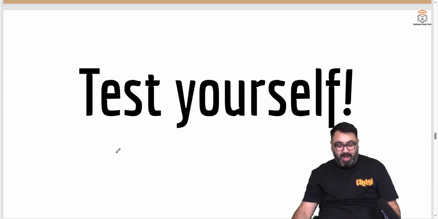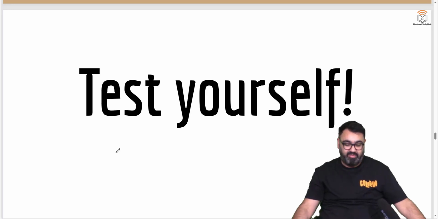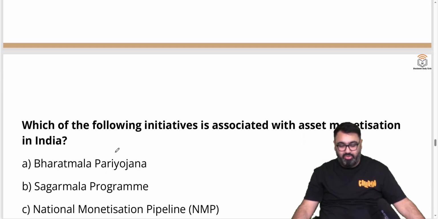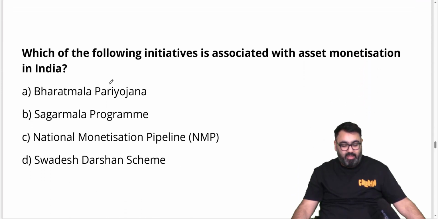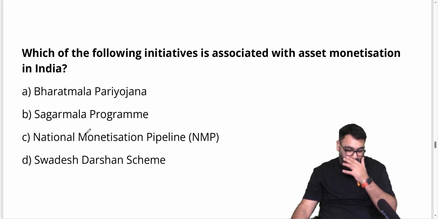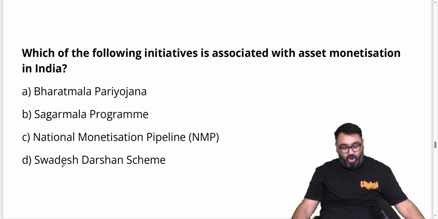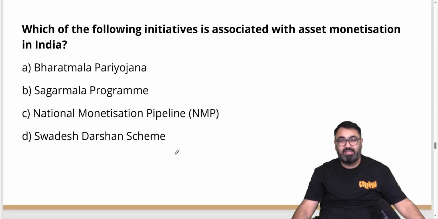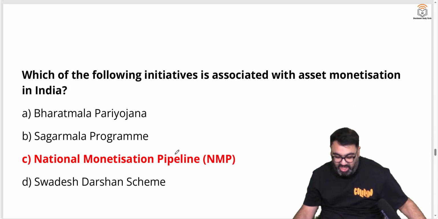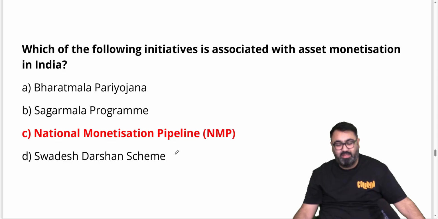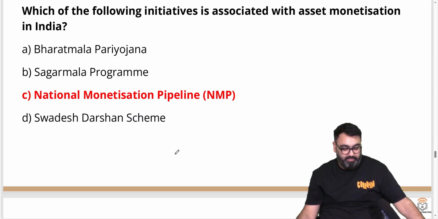This was chapter number 6 and the main themes covered in chapter 6 of this Economic Survey. Let me throw some questions at you to see if you actually learned it. Which of the following initiatives is closely associated with asset monetization? Bharatmala Pariyojana, Sagarmala program, National Monetization Pipeline or Swadesh Darshan scheme. We have discussed this. This is the National Monetization Pipeline. This is the one that focuses on bringing in more money using the assets that we already have.